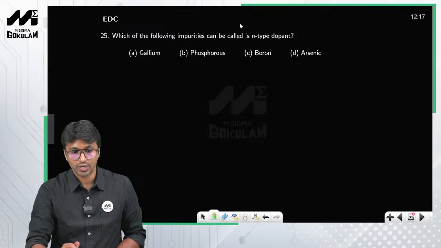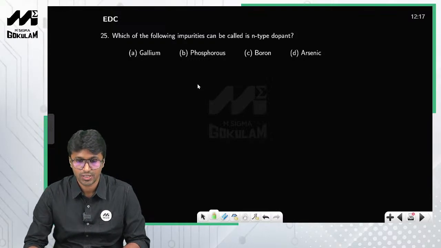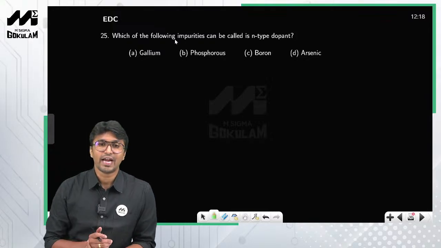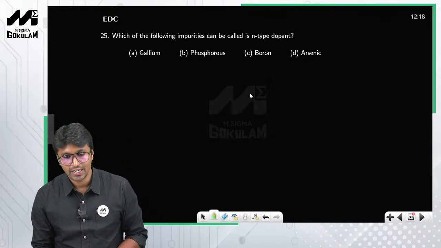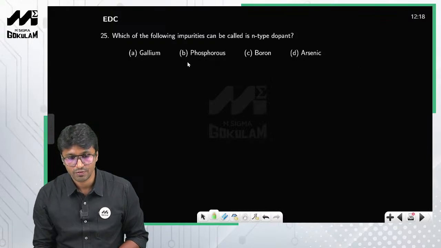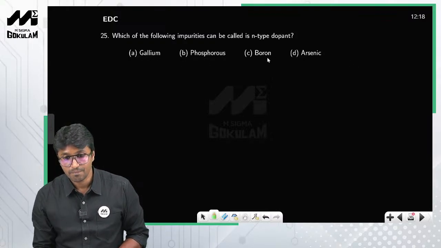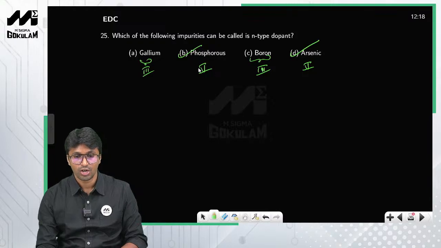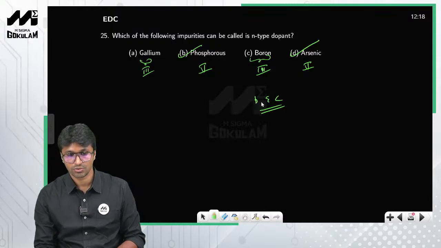Now let us move on to the next question. This is from solid state devices, which is pretty simple. You are asked to identify the n-type dopants. What are the n-type dopants? Fifth group elements are the n-type dopants. So pick the fifth group elements. Phosphorus is fifth group and arsenic is also fifth group, whereas boron and gallium are third group elements, right? So the correct options are B and C. Straightforward, simple question.